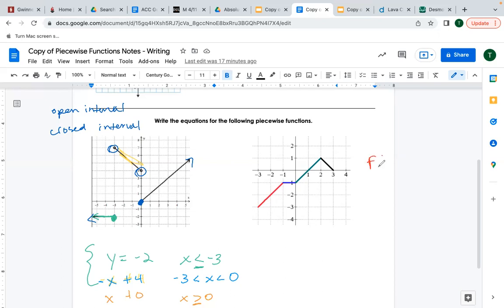Well, you would write f of x is equal to, and you would say the bracket. Normally, instead of it being y equals -2, we would just say -2, comma, and we would say x is less than or equal to -3. And then we would say -x plus 4, -3 to 0, and x, and that would be x is greater than or equal to 0. So that's how you would write it out at the end.